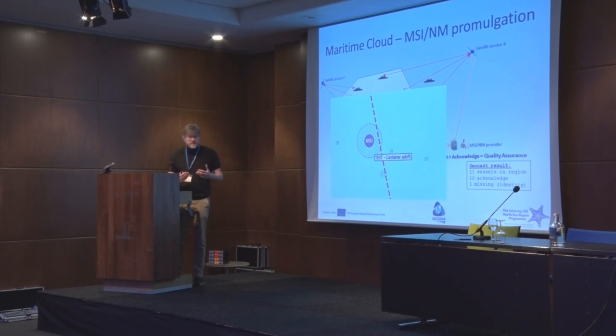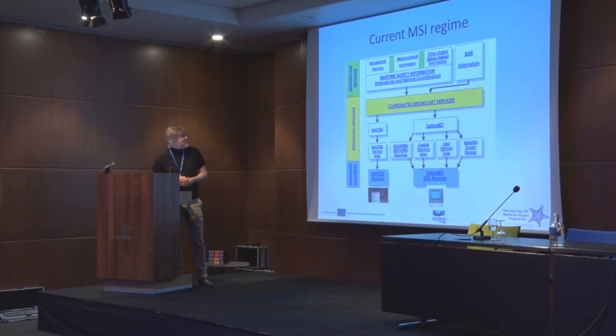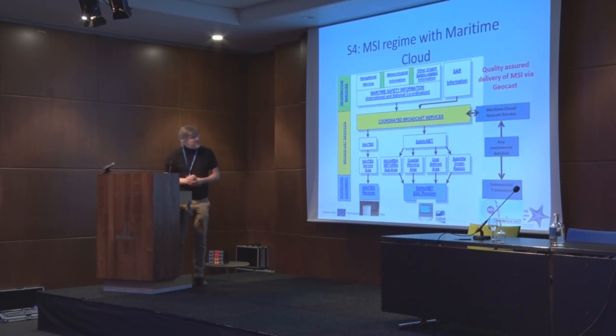This is how the user will see it. They will see it as part of their navigational system, integrated in their chart here. Container adrift in this area here. It can be a point, but it can also be an area, a polygon, or a circle with a certain size. This is the current regime for handling and transmitting MSI. I have no clue what this is.